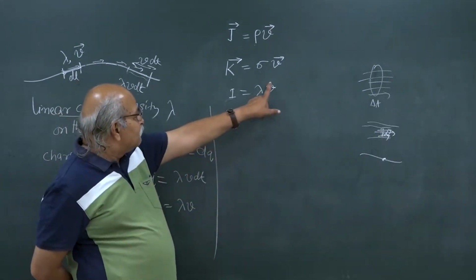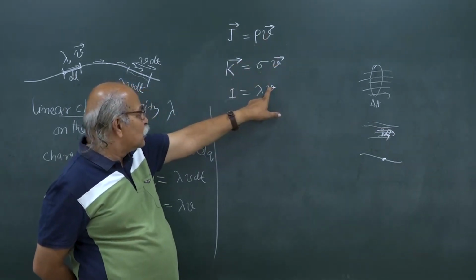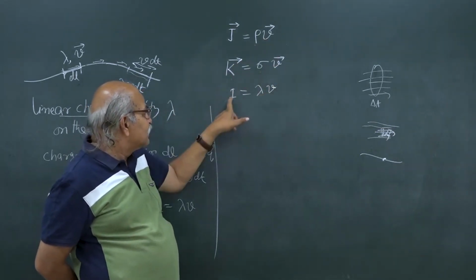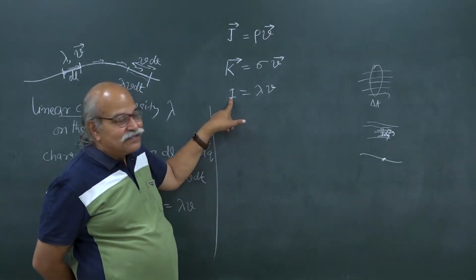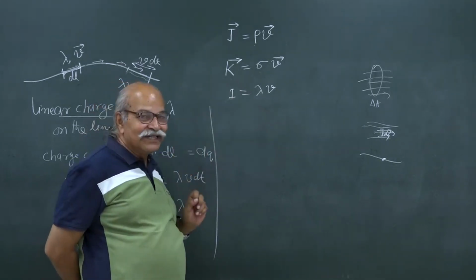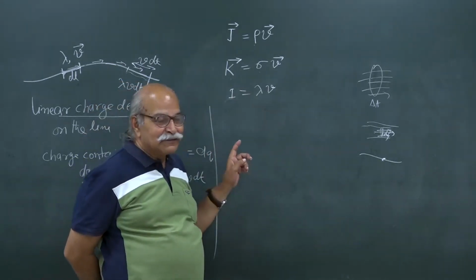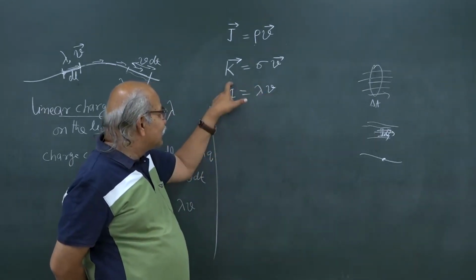Also, I will not put a vector here. You have a vector here, you have a vector here, but I have not put a vector here, because since it is current and current is a scalar quantity, we should not put this arrow here, although D. J. Griffiths puts an arrow here because current has a direction, to show that direction.